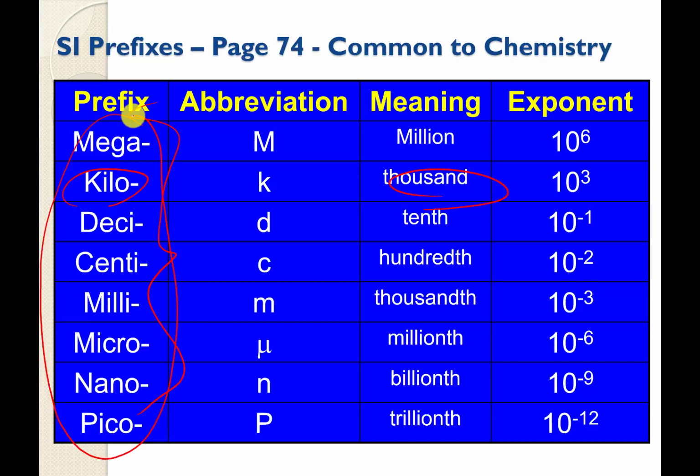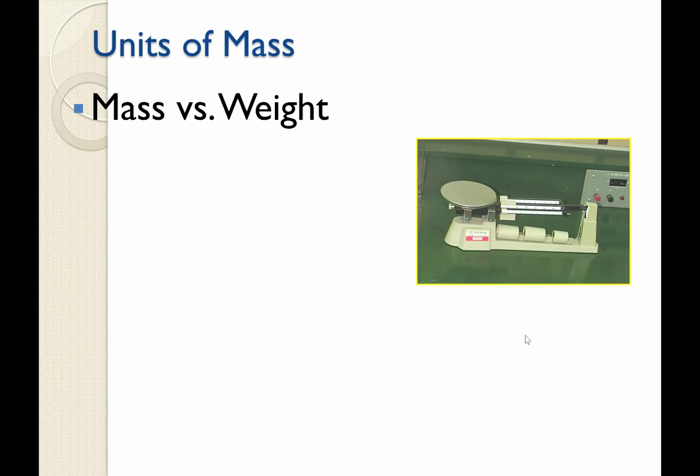So it's going to be 0 point, then 8 zeros, and then 1 would be a nanometer. And then a picometer is 10 to the negative 12th. So that's going to be 0, then a decimal, 11 zeros, and then a 1 would be a picometer. We're going to put these on Quizlet so you can learn them.